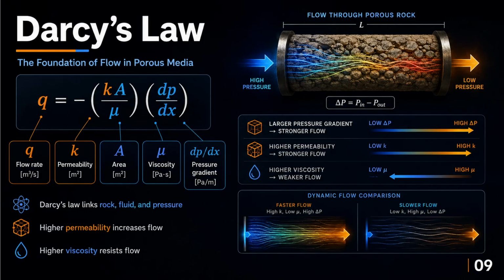Darcy's law is the foundation of flow in porous media. It tells us that flow depends on permeability, pressure gradient, viscosity, and flow area. Higher permeability means easier flow. A stronger pressure gradient means faster movement. Higher viscosity means the fluid resists movement and flows more slowly. Darcy's law is powerful because it connects rock properties, fluid properties, and pressure into one simple physical relationship. Almost every reservoir simulator is built on this idea. If we understand Darcy's law, we already understand the heart of reservoir simulation.